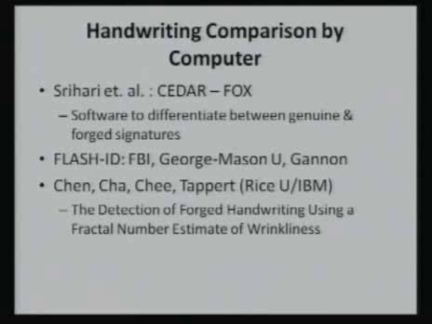Some of the other work going on using measurement, Dr. Srihari's work on CEDAR-FOX, Flash ID. I think we're going to hear about that today or tomorrow. And another study done by Chen, Cha, Chi, and Tappert. I found it interesting, on the detection of forged handwriting using fractal number estimate of wrinkliness. And this is basically trying to measure how shaky the line is. I think this might be a useful area to look into again.